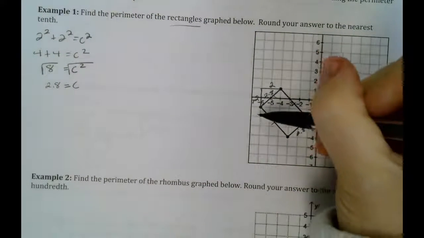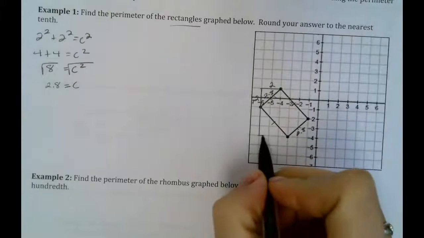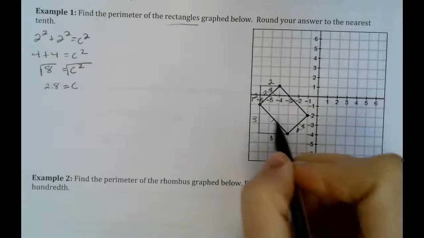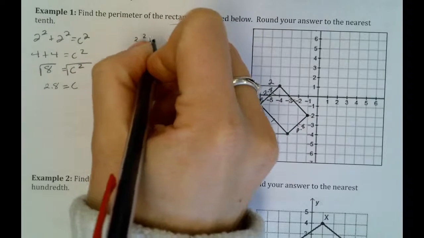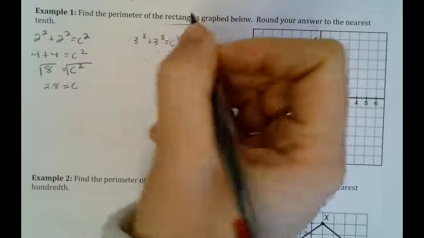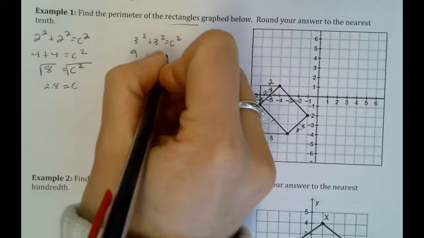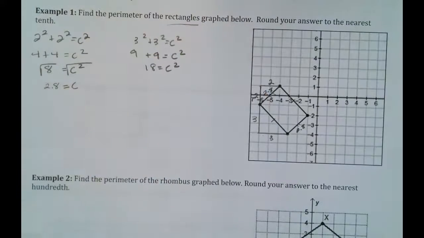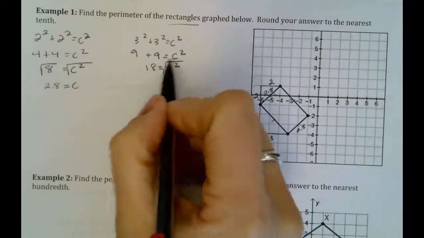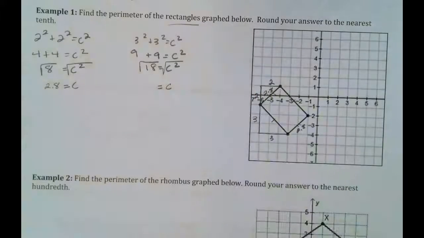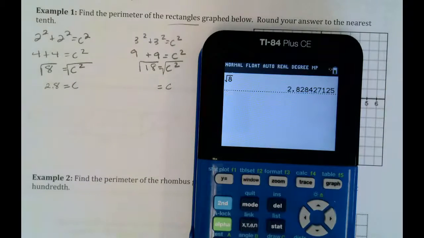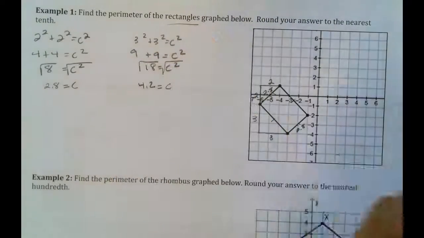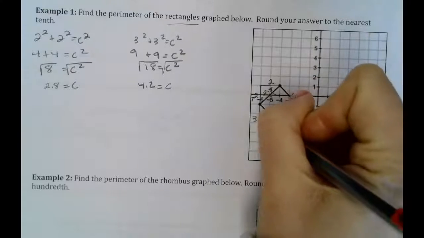Okay, now we'll do the other side of our rectangle. So it looks like we have a triangle that's a 3 and 3, and then this will be our side C. 3 squared is 9. So 9 and 9, if we add those together, we get 18. And then we'll take our square root, which is, we'll say 4.2. So we have two sides that are 4.2.